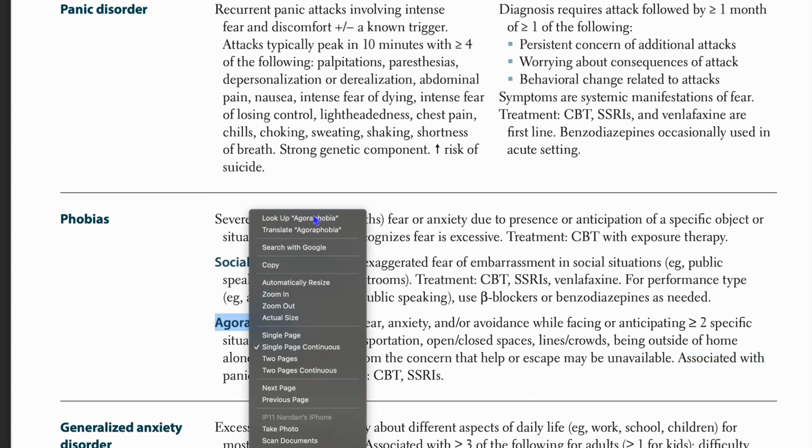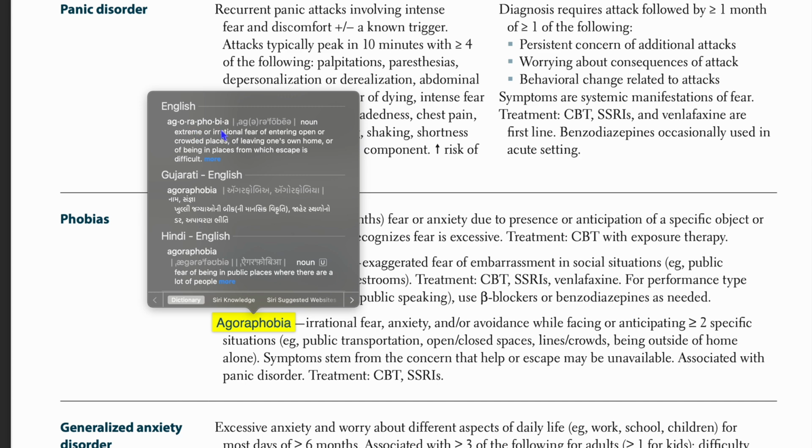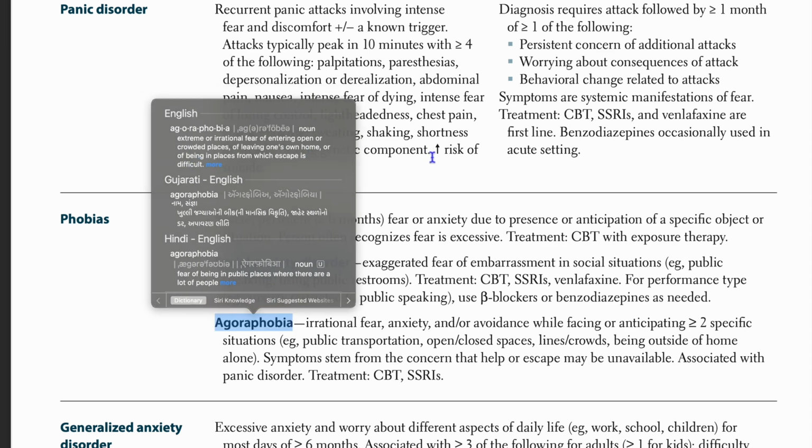Okay, agoraphobia, let's look it up. Extreme or irrational fear of entering open or crowded space, of leaving one's own home, or of being in a place from which escape is difficult. Okay.